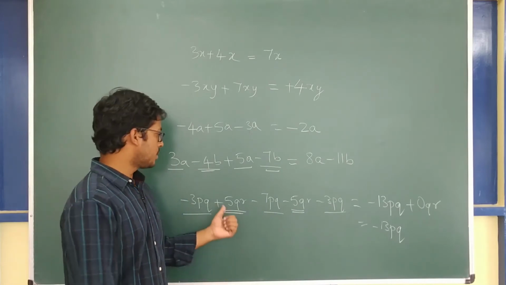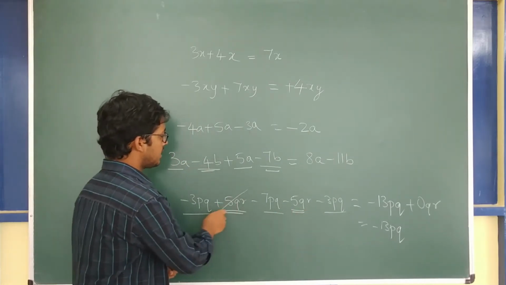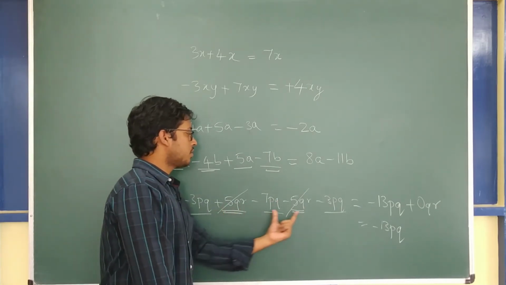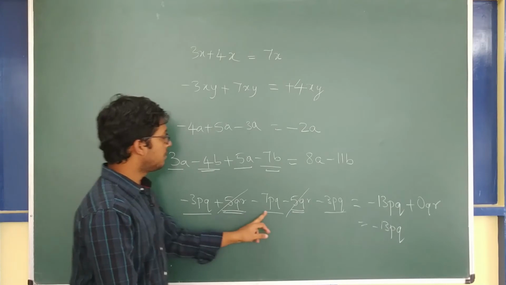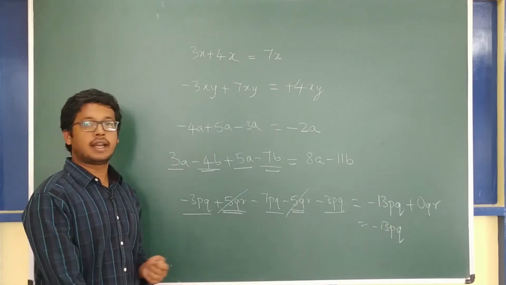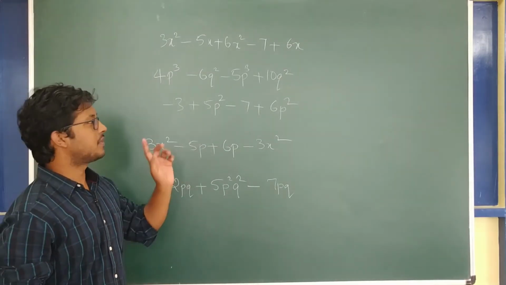Or in other terms, you can even cancel one. If one is plus and the other is minus, you can cancel these two terms. Only like terms can be cancelled. So plus 5qr minus 5qr gets cancelled, and minus 13pq remains. I hope you understand how to add and subtract. Let's see a few more examples of addition.